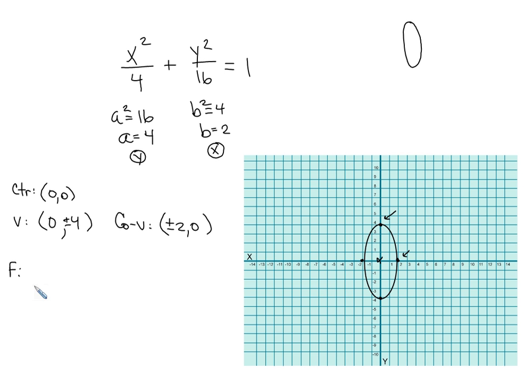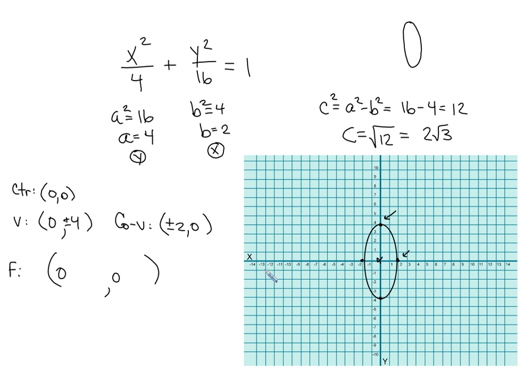So what do we start with? What do we start with for the foci? 0, 0, right? And leave some space. Where are the foci going to go? Well, actually, let's do the equation first. So c squared equals a squared minus b squared, which is equal to 16 minus 4, which is equal to 12. So c is equal to the square root of 12. What does that simplify down to? 2 square root of 3, right?